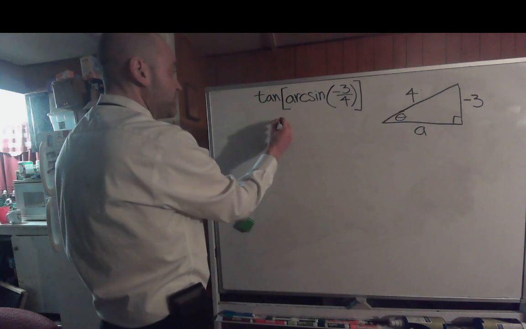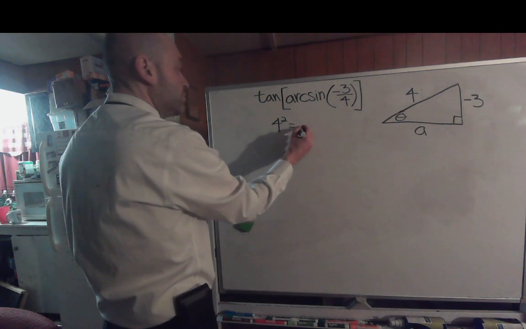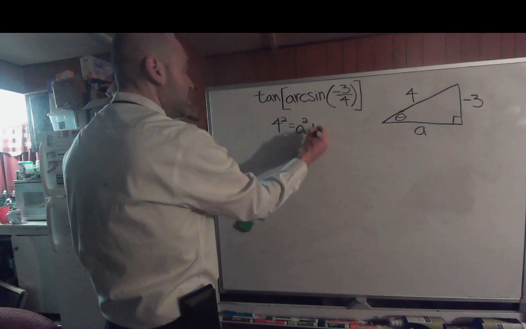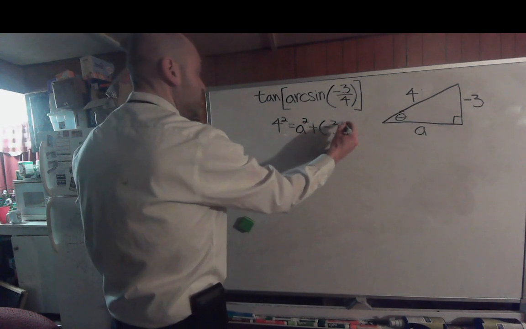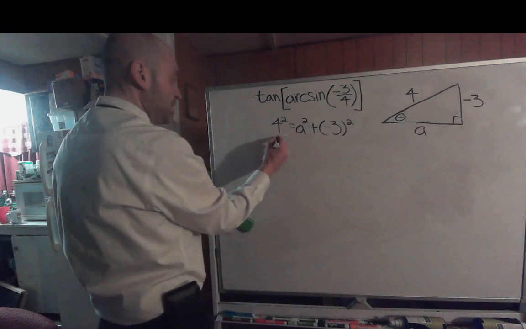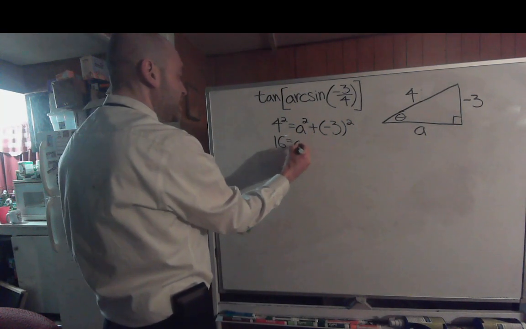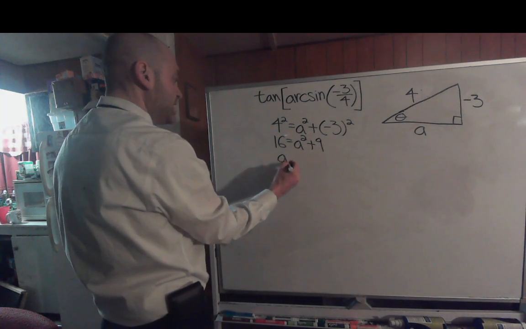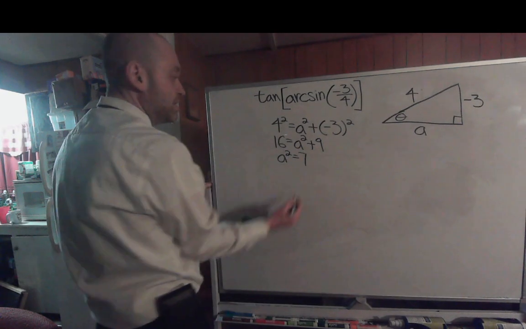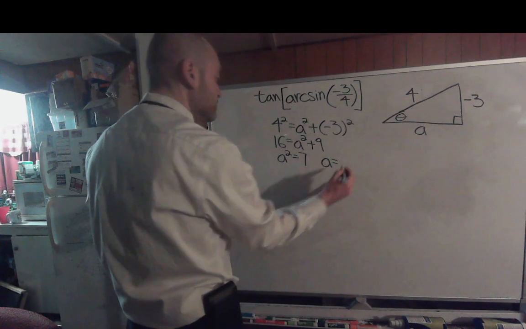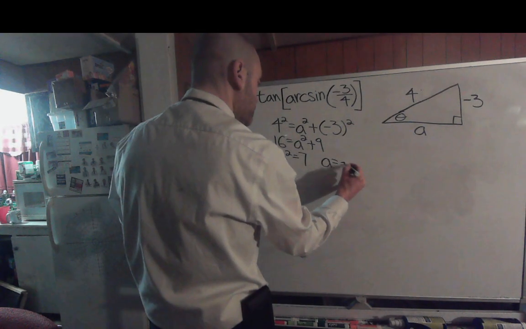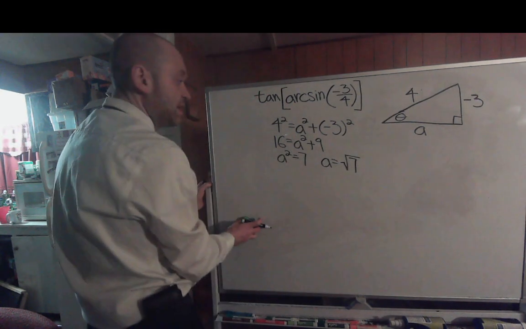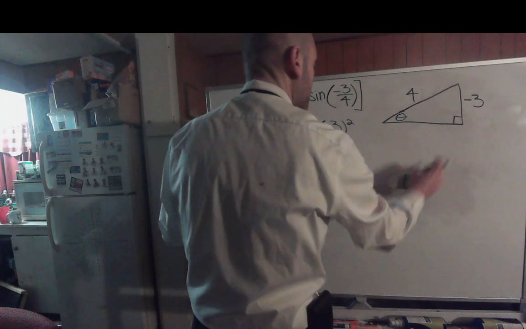So that means 4 squared equals a squared plus that negative 3 squared. So that means 16 equals a squared plus 9. So a squared would equal 7, meaning that a equals the square root of 7. So we found side A to be the square root of 7.